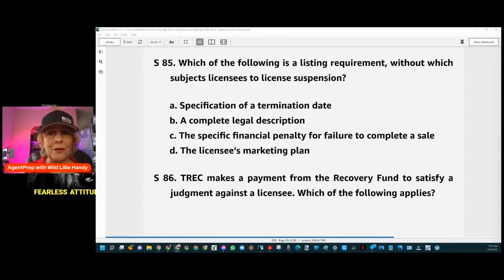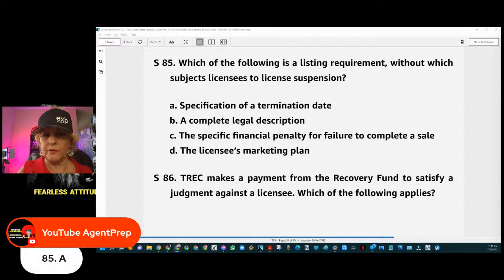Actually, it's all agreements that have to have it. The answer here is, yes, very good, Cindy and Lisbeth. A specification of a termination date. Requirements, agreements all have a start and end date. Very good.